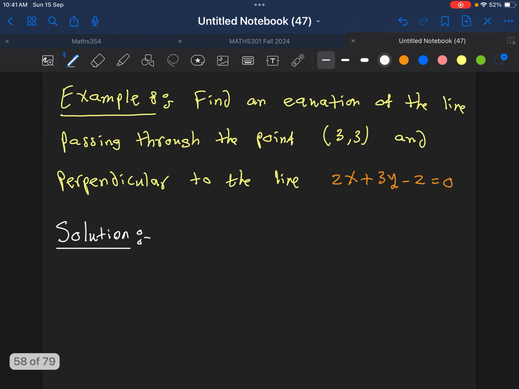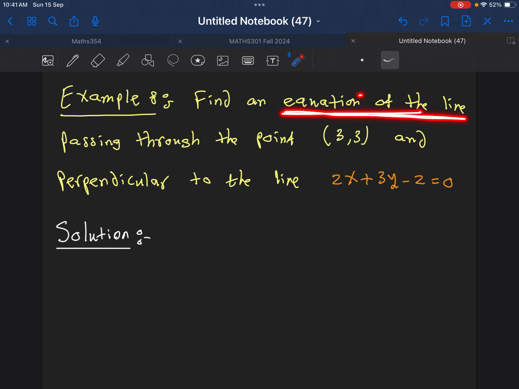Now we will go to example number 8, where we need to find the equation of the line passing through the point (3, 3) and perpendicular to the line 2x plus 3y minus 2. This is a very important example. The reason is that it will collect whatever we did in this video and the one we did in the previous video. It has more than one idea.